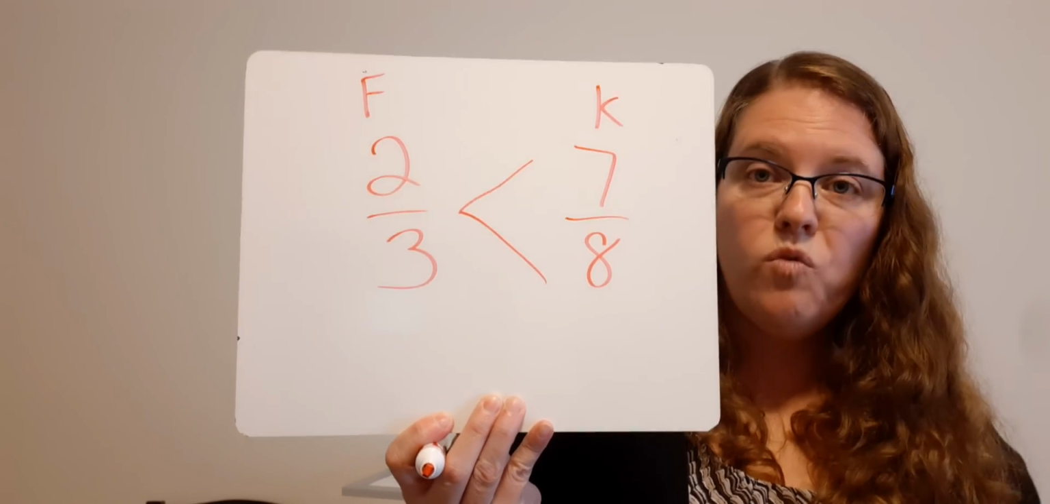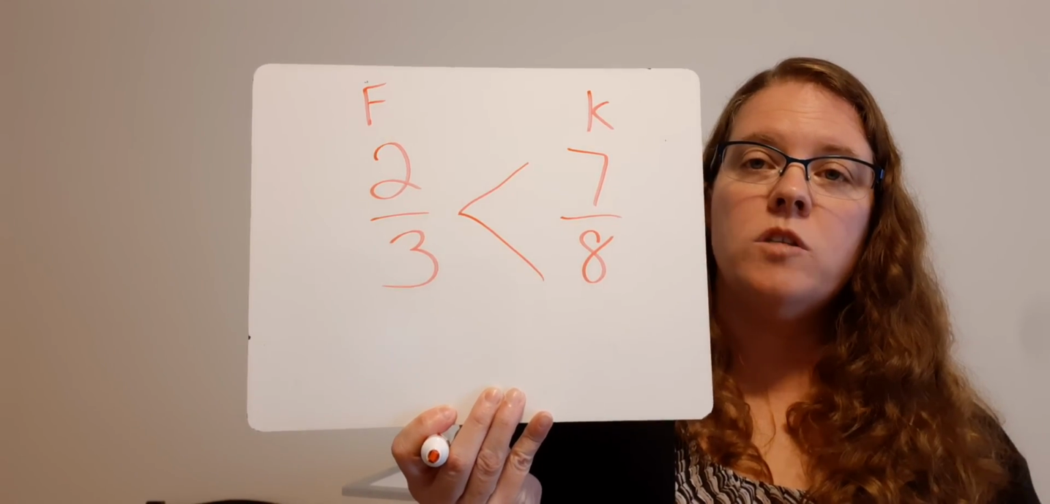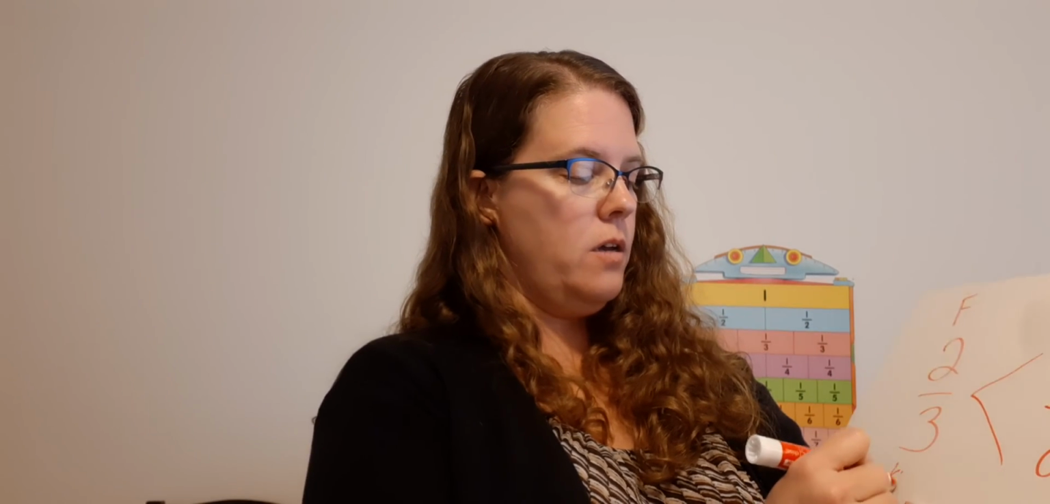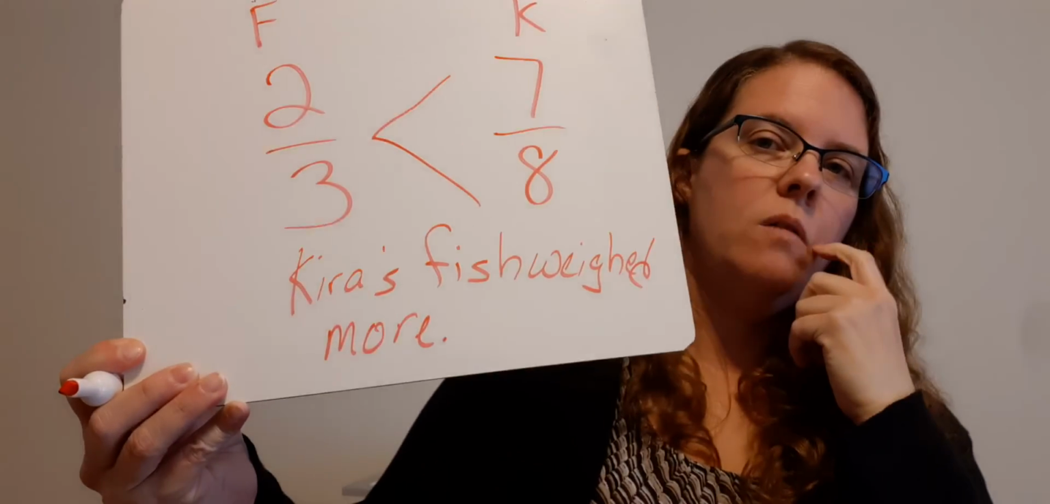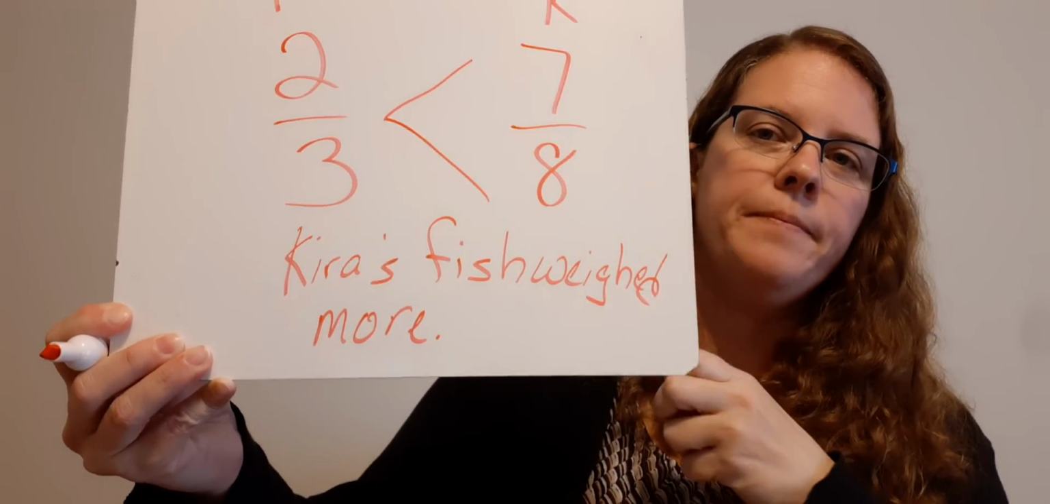Now, whose fish weighed more? Which one is more? 7/8. So on your line, write Kira's fish weighed more. Kira's fish weighed more. And that's a D. Sorry, it's a little sloppy. Kira's fish weighed more. Okay.